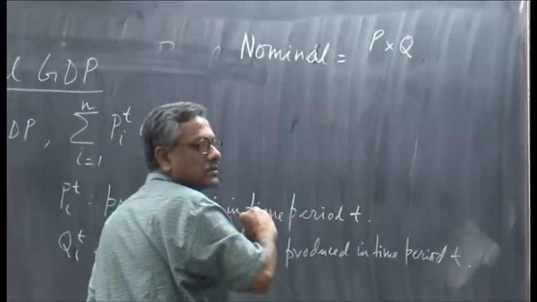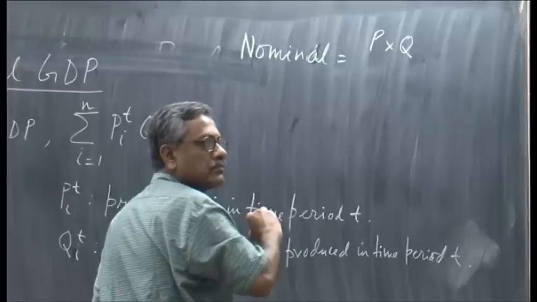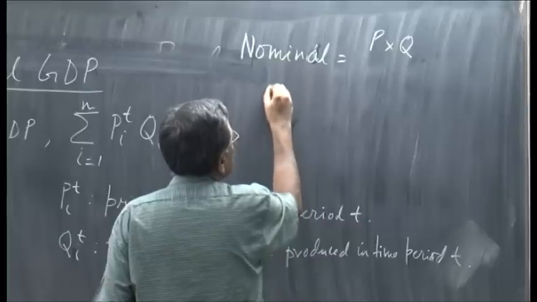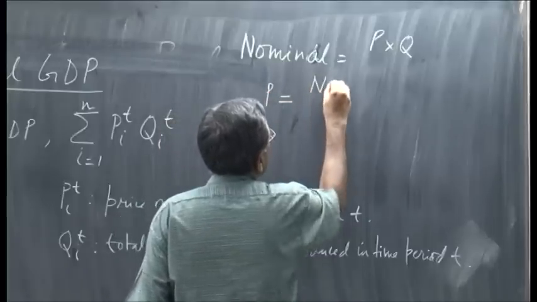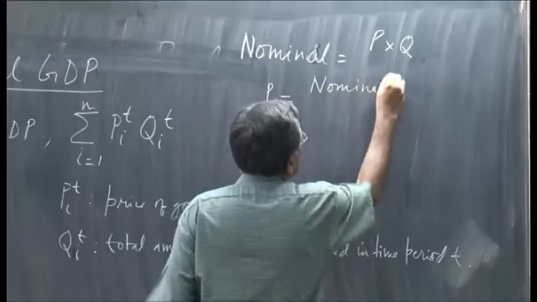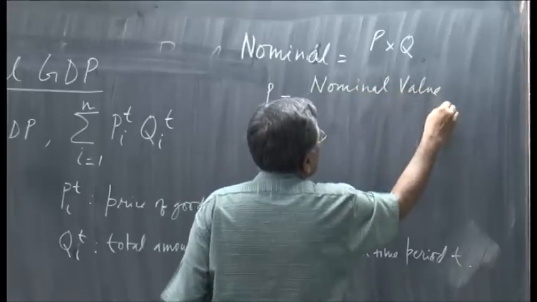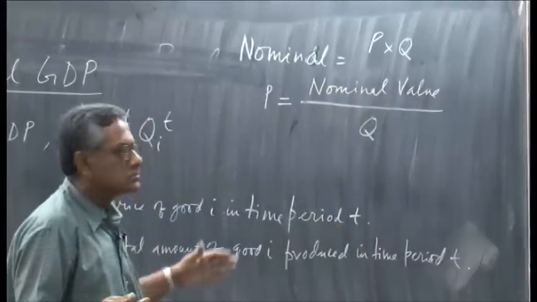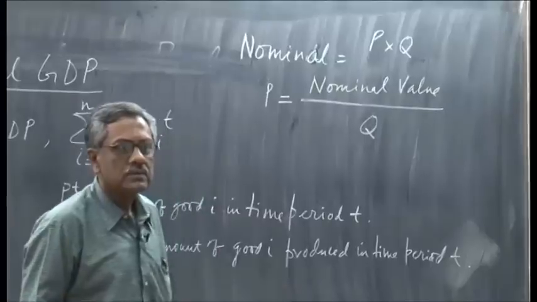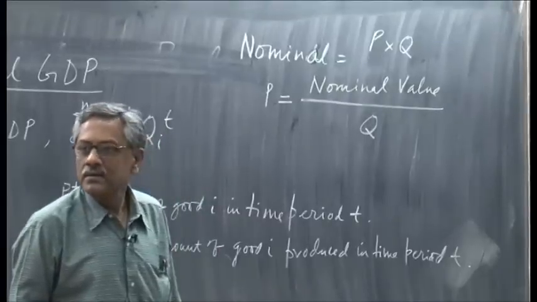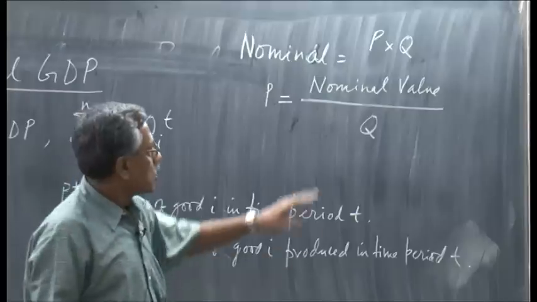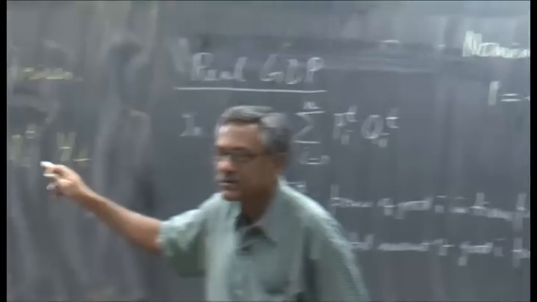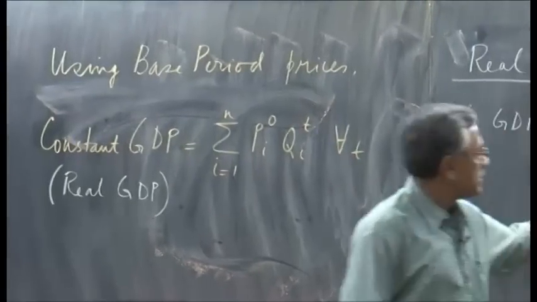all right, then it clearly follows that price is equal to the nominal value divided by Q. Cross multiply. Okay? All right. Nominal value divided by the real value. Now I have real GDP here, constant GDP. I have nominal GDP here.